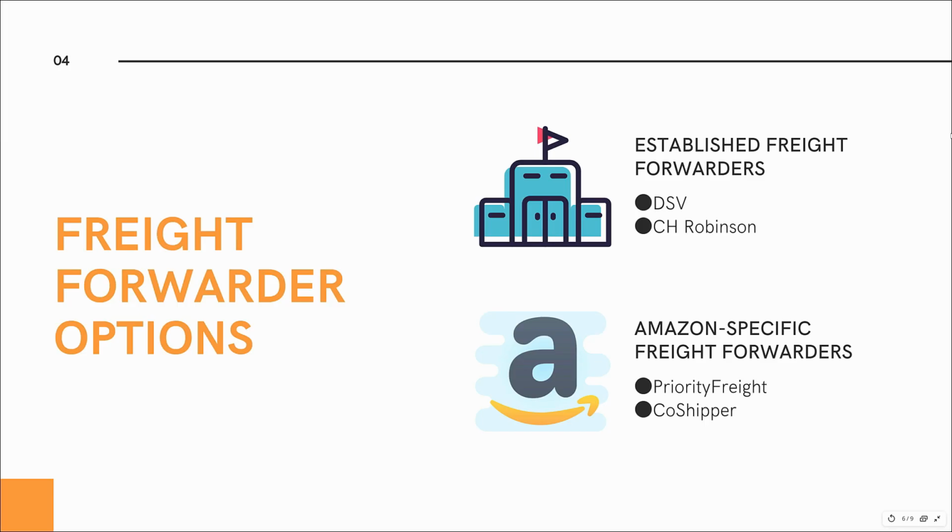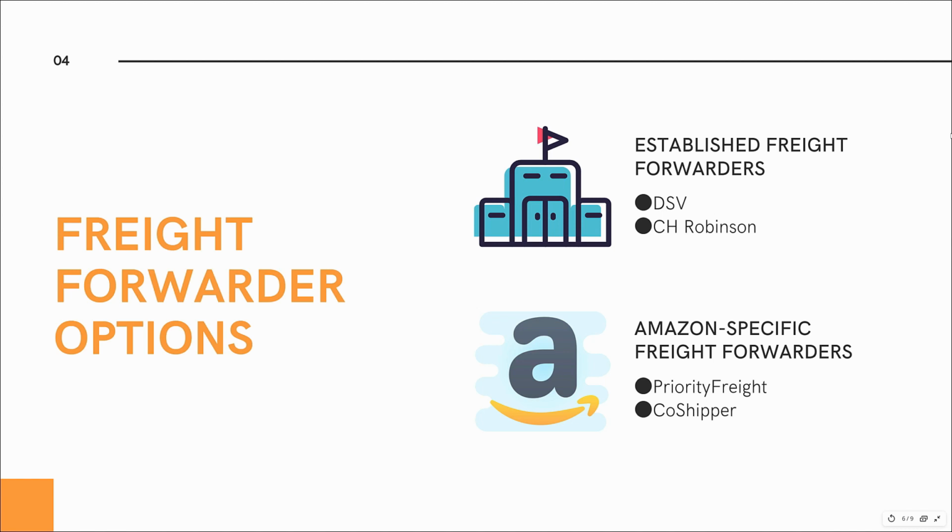You can also go with Amazon specific freight forwarders. So they specialize in Amazon shipments. You don't have to use these, but they are here. That would be Priority Freight and Co-Shipper.